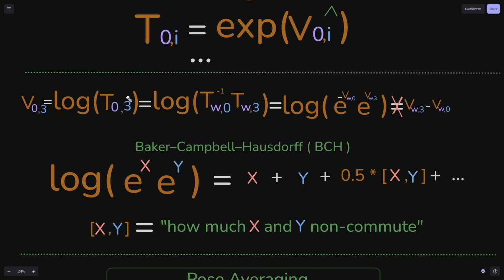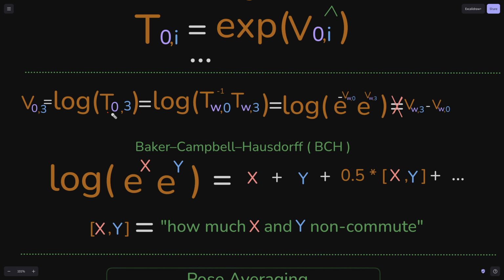Okay, so let's analyze what we did previously when it worked and what we are doing now that doesn't work. The problem stems from the V03, right? This is the problematic guy. So the V03 is the logarithm of the transformation of T03. Okay, this is correct. There is no problem.